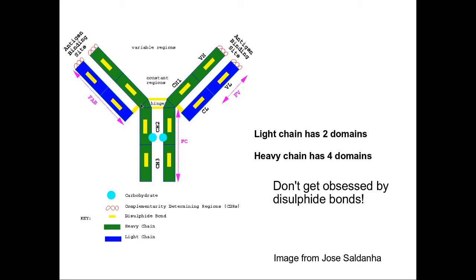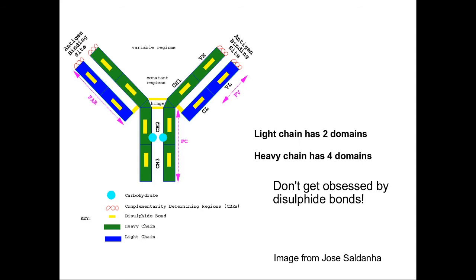Now, the antigen binding site consists of six loops, three from the heavy chain, three from the light chain, at the end of the VH and VL domains. So all the variability is up here. That's what binds to different antigens. The FC fragment is involved in the interactions with the rest of the immune system.